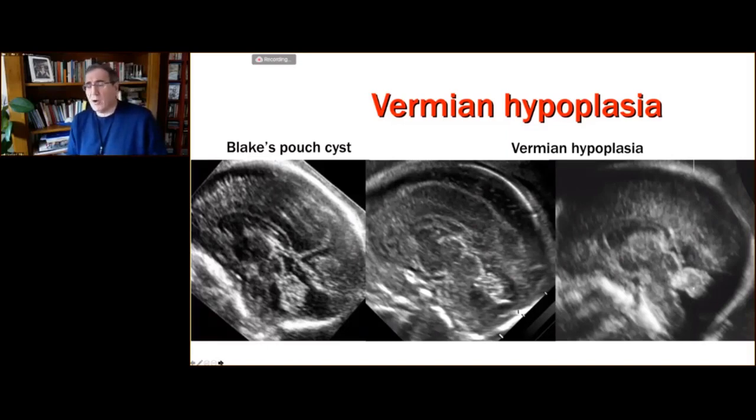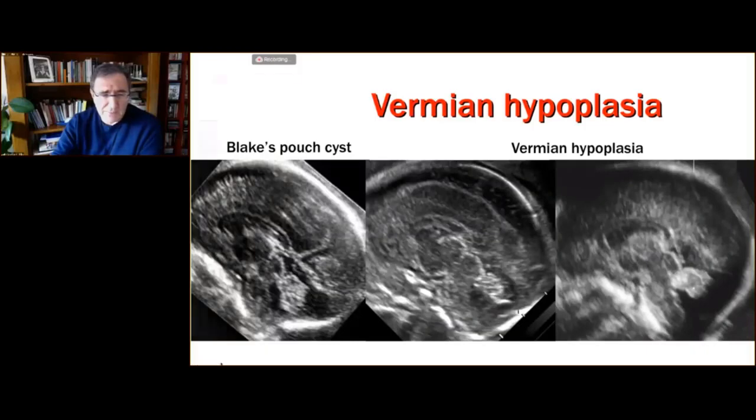The other case is interesting because this is a case in which there was much discussion between different sonologists. We were not agreeing whether it was hypoplasia or not. Some of us believed that it was normal. Some of us believed that it was hypoplasia. And then the karyotype came in, and believe it or not, at 20 weeks, this was trisomy 13. And this was really the only clear abnormal finding in this case.